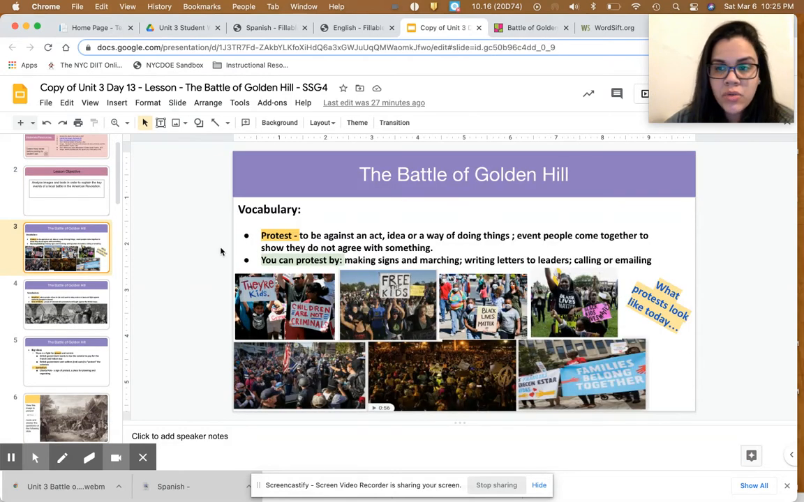So the vocabulary that students will need to understand in order to access the content are protest. And the idea here is that students already have some background knowledge with protests. This past year, students have either heard or seen images online or on the news about the Black Lives Matter protests and the protests for immigration rights. Here are some images that will support students in building their background knowledge. It's important for students to understand how protests look now versus what they're going to look like when they study the events that led to the American Revolution.